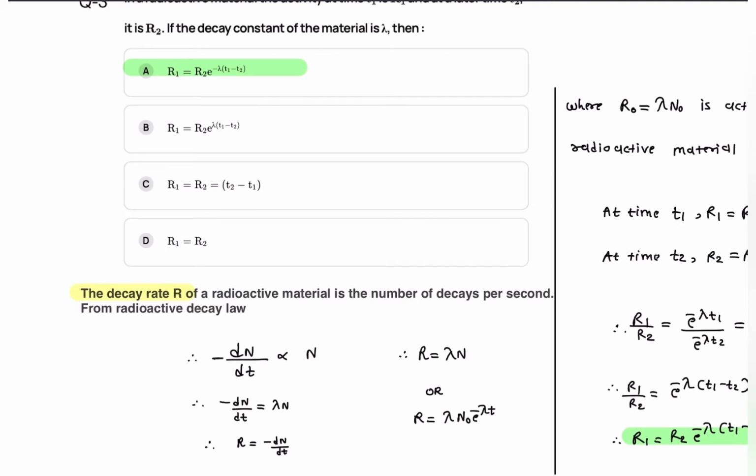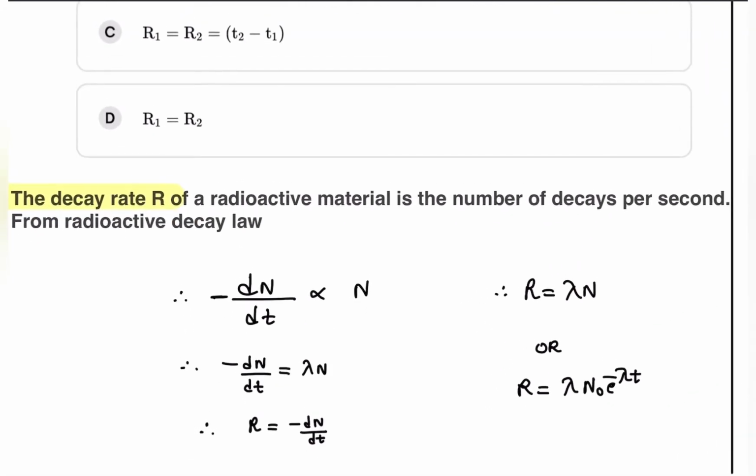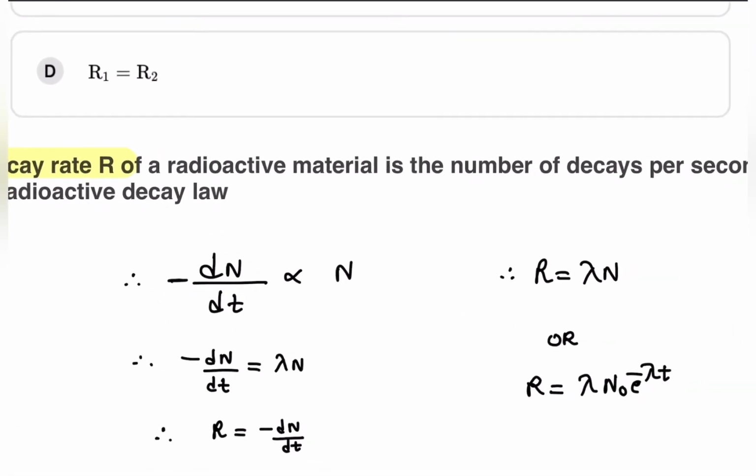That means minus dN by dt is proportional to N, and minus dN by dt is again proportional to R. So you can say that the decay rate R is equal to minus dN by dt, and minus dN by dt is equal to lambda into N, where N is nothing but the number of active nuclei after t seconds. That means the number of active nuclei left after t seconds. So R is equal to lambda into N.